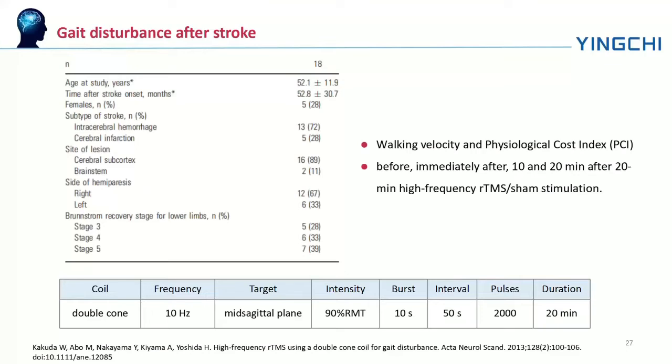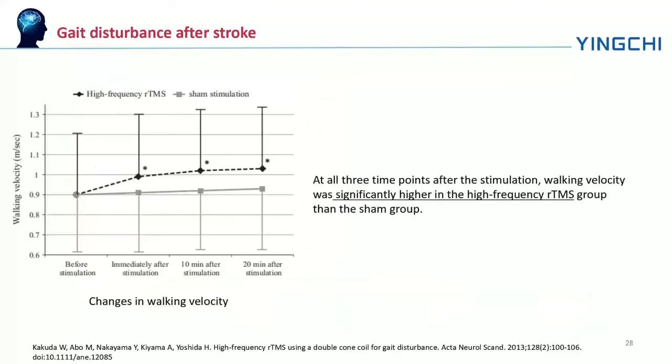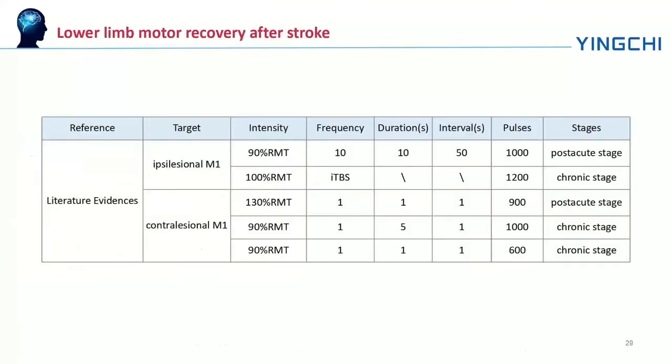And they use a double cone coil with a high frequency rTMS to stimulate the mid-sagittal plane. And as you can see, at all 3 time points after the stimulation, the walking velocity was significantly higher in the high frequency rTMS group than the sham group. And these are some of the protocols collected from some literature evidences.